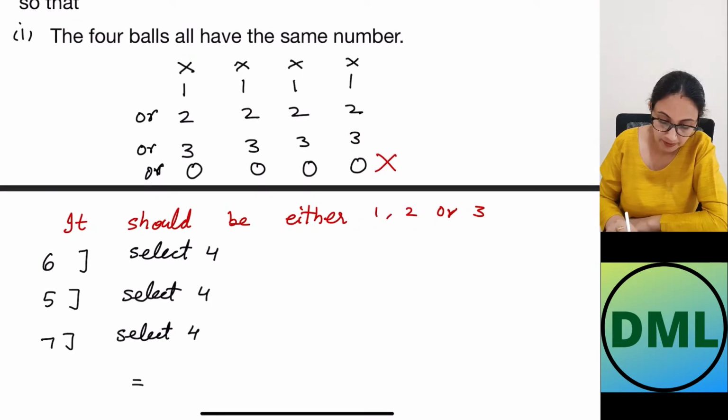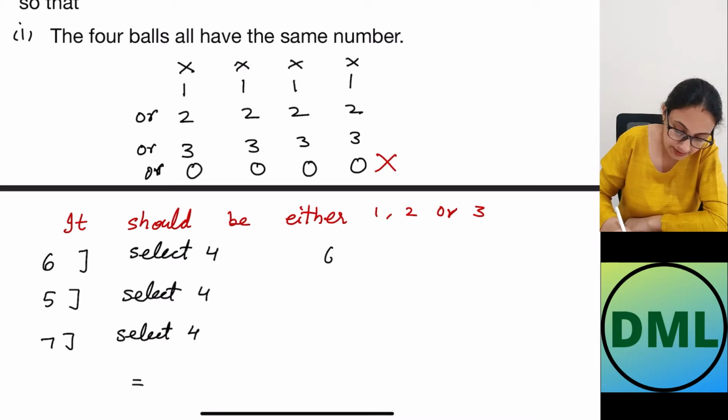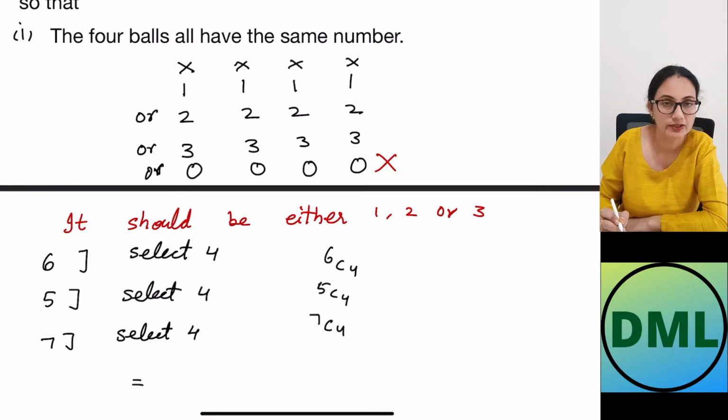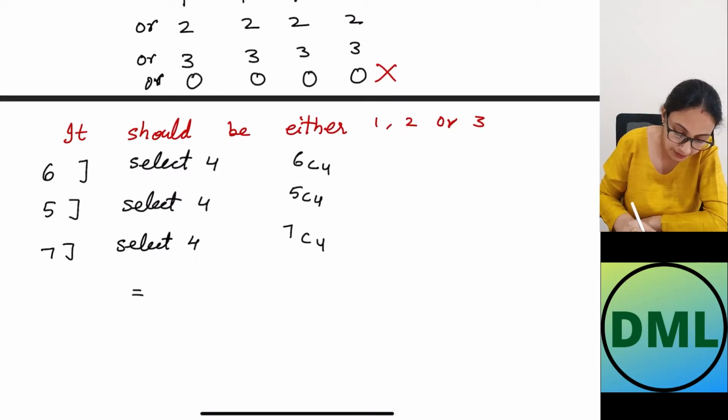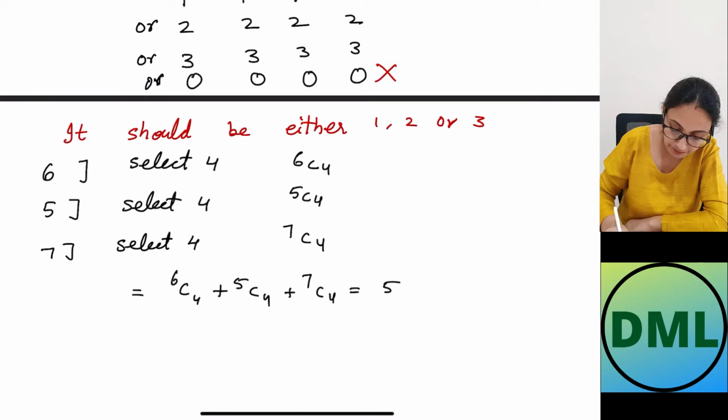Now, of the balls numbered 1 you have 6 and you are selecting 4 balls. Of the balls numbered 2 you have 5 and you are selecting 4 balls. Of the balls numbered 3 you have 7 and you are selecting 4 balls. So this can be done in 6C4, 5C4 and 7C4 ways. Because I am doing it separately, I need to add my answers. So it will be 6C4 plus 5C4 plus 7C4. If you add it, your answer will be 55 ways.